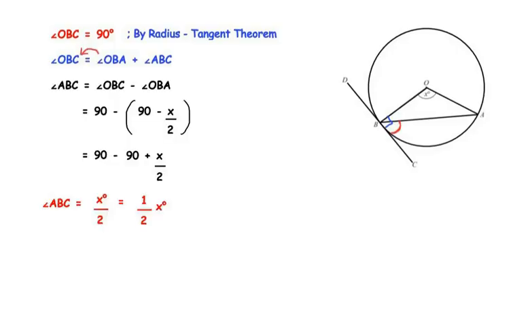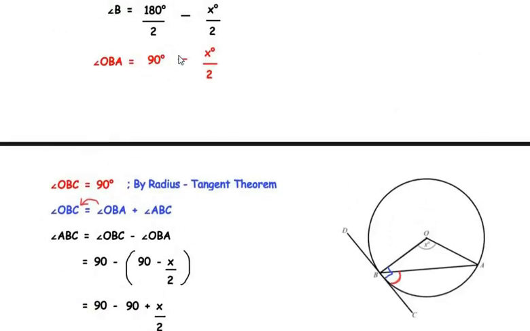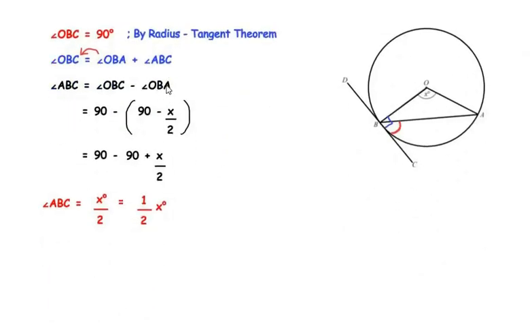So we get angle ABC is equal to angle OBC. Now this positive angle OBA becomes negative angle OBA. Now angle OBC is 90 degrees. So we have written 90 minus angle OBA, which we had got over here as 90 minus x over 2. So here we have replaced angle OBA as 90 minus x over 2.